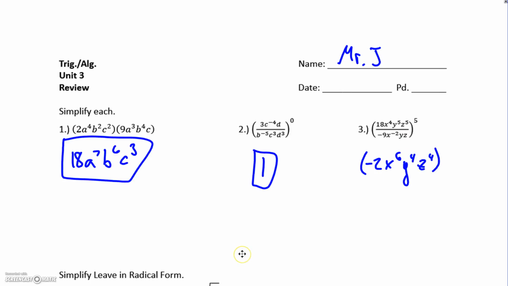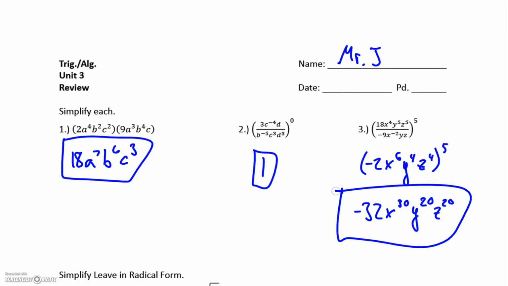Okay. Now from here, I'm going to raise it all to the 5th power. Let me drop that 5 down here. I'm raising it all to the 5th power. When I raise -2 to the 5th power, that's the same way it's always been because it's a number. So -2 to the 5th power is -32. I multiply the exponents. That's my rule for exponents. That's an x to the 30th, a y to the 20th, and a z to the 20th. And that's it. So I divide the numbers out front, I subtract the exponents. Then when I raise it to a power, I raise the numbers out front to that power, and I multiply the exponents.